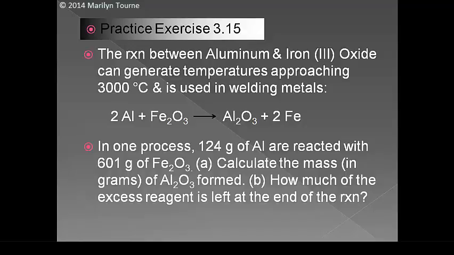You can check it. The actual problem asks you, in one process, 124 grams of aluminum are reacted with 601 grams of iron 3 oxide. Calculate the mass in grams of aluminum oxide formed. This is simple, okay? We already know how to do this. Basically, they've given you grams of A, remember from the last video, and you've got to take it to grams of B. We know this path, but they give it to you for both reactants. From now on, in these problems, you're going to have to figure out which one is the limiting reagent.